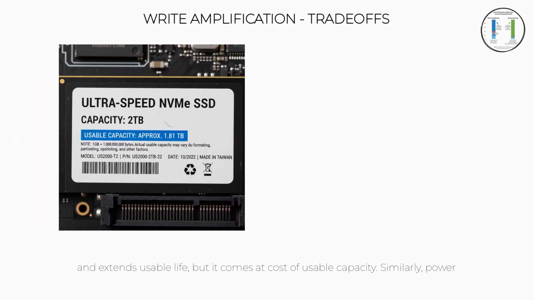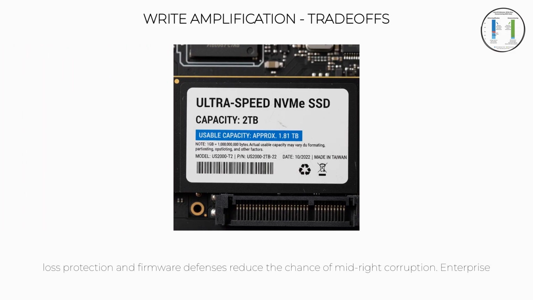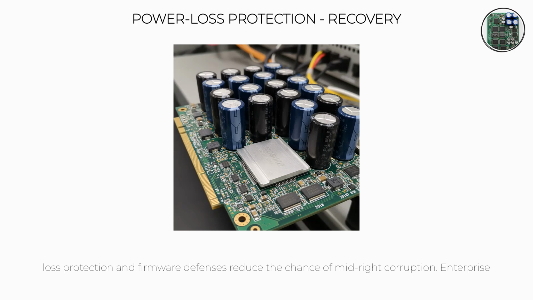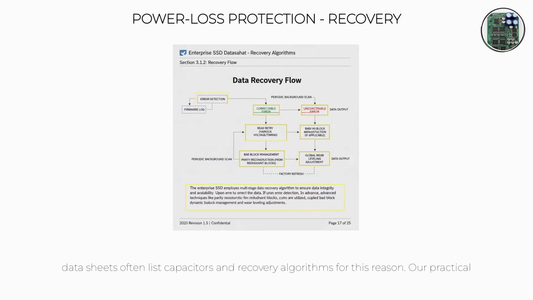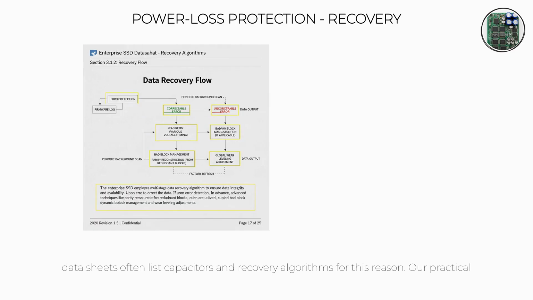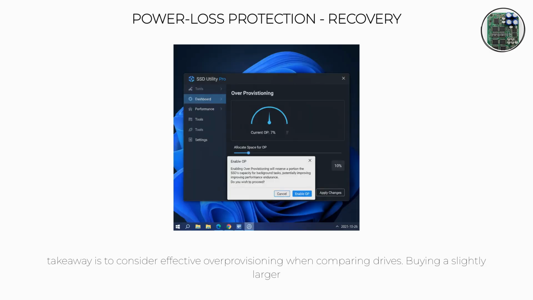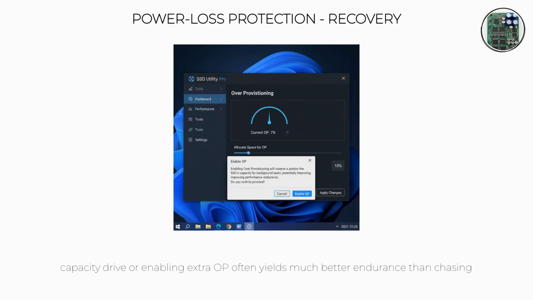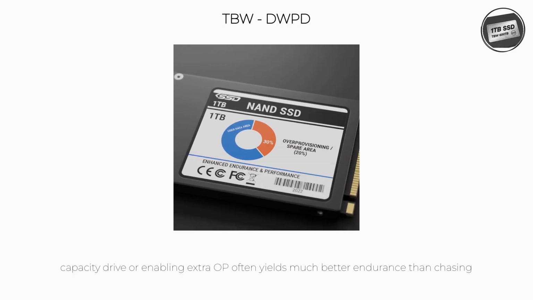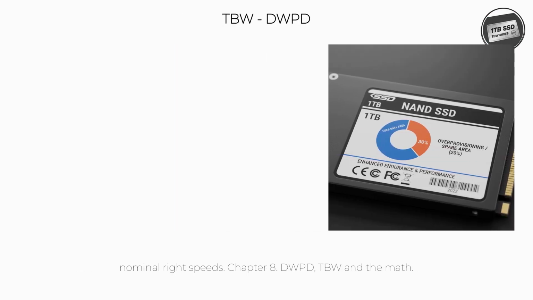of usable capacity. Similarly, power loss protection and firmware defenses reduce the chance of mid-write corruption. Enterprise datasheets often list capacitors and recovery algorithms for this reason. Our practical takeaway is to consider effective over-provisioning when comparing drives. Buying a slightly larger capacity drive or enabling extra OP often yields much better endurance than chasing nominal write speeds.